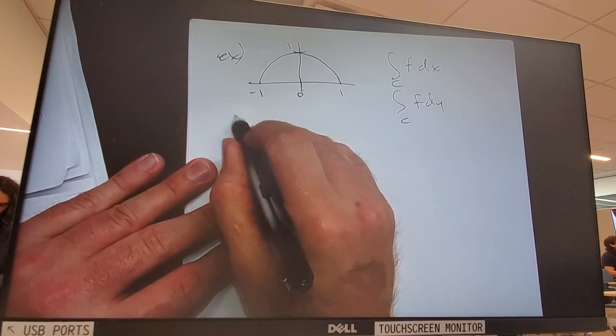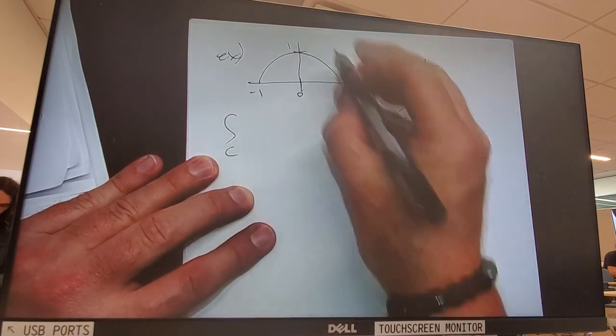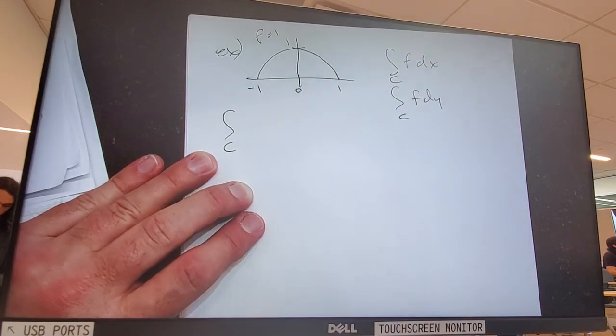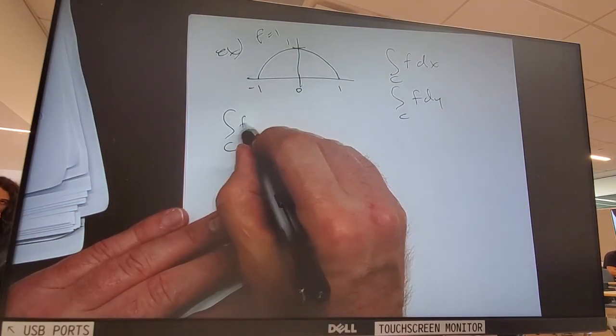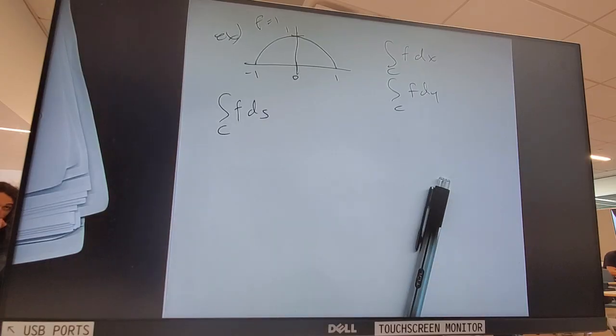Now, real quick, if I want to integrate the curve, let's say f is 1. Is that cool? f is 1. So if I integrate f ds, let's see if you guys can get this. I'm just going to leave that up there. You try to figure out the integral of f ds across that curve. Don't say anything.